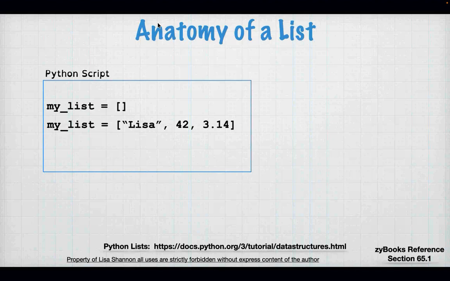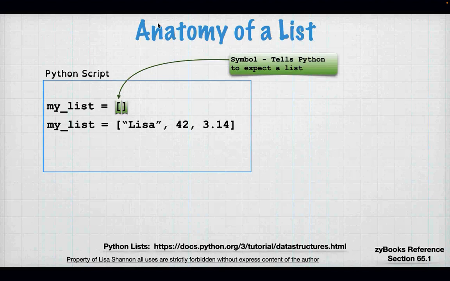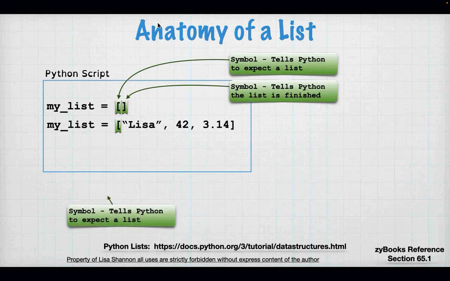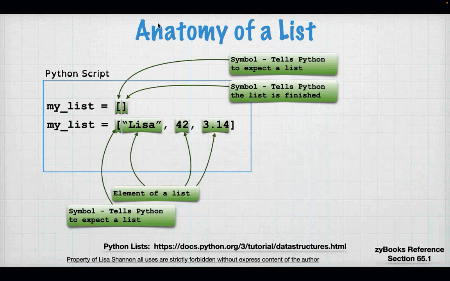So, what's a list? Well, a list is a collection of data, an ordered collection of data. An open square bracket tells Python to expect a list. A closed square bracket tells Python the list is finished. So if I have an example, my list, I have an open square bracket. I'm going to put Lisa, the string, 42 and 3.14 in that list. I'm going to separate all of the list elements with commas, and then I'm going to close the list with the closed square bracket.